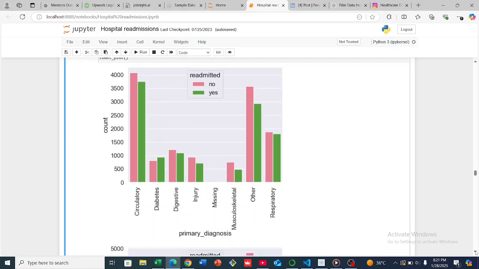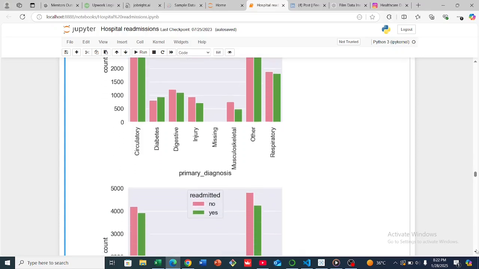You can see for readmitted, we have the pink as no, the green as yes, and for primary diagnosis, you can see how related each column is. Patients that were not readmitted for circulatory are a bit more than patients that were readmitted and had circulatory diagnosis as their primary diagnosis. You can also see the same for others. Then people that had respiratory issues as their primary diagnosis, you can also see that we just have a little difference between these two columns. Okay, so let's go down.